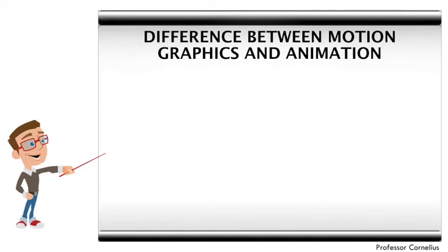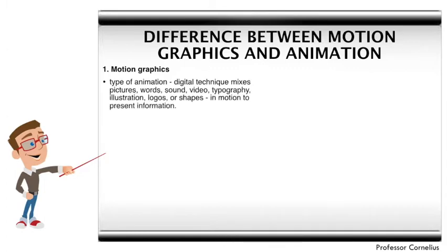Let's look at motion graphics. Motion graphics are the crossroads between animation and graphic design. Motion graphics come as a type of animation. It is a digital technique that usually features fundamental design elements like shapes, pictures, words, sounds, videos, objects, typography, illustrations, logos, or composition set in motion to present information to the viewer.